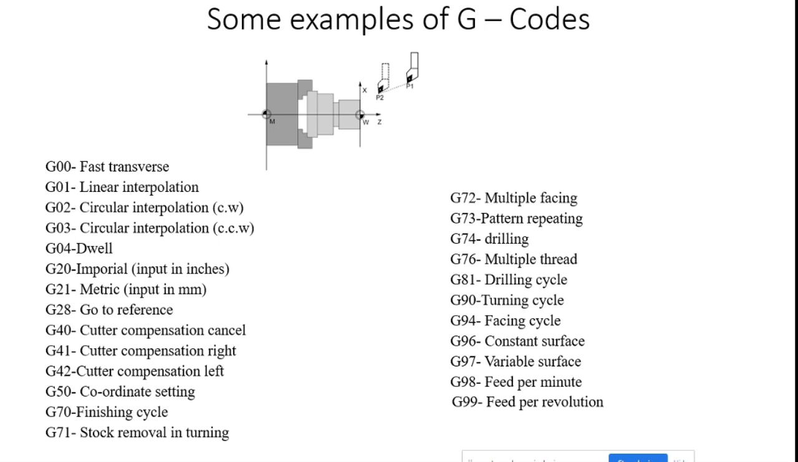After that I can utilize multiple operations with multiple facing, like the G72 code, and then G73, pattern repeating. I can utilize the same G code for n number of blocks. So I won't write the same representation of code in every sequence, but I can recall the same code for every sequence, which means pattern repeating. For a drilling operation, I can utilize the G74 code, and the G76 code is used for multiple threading operation.